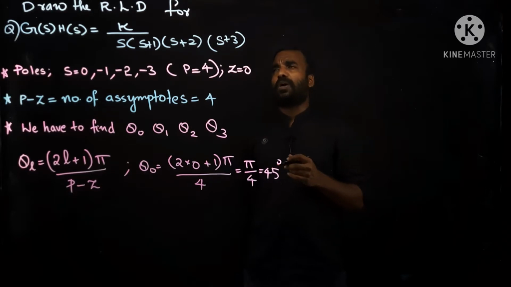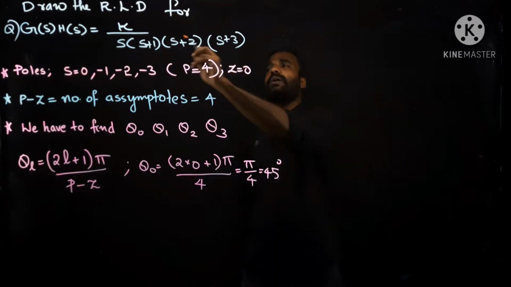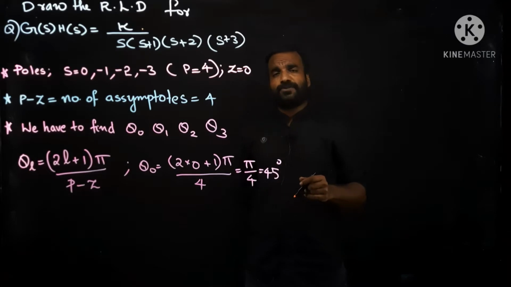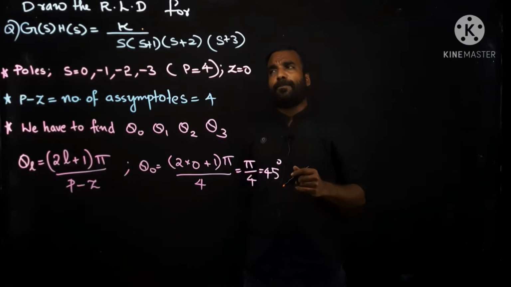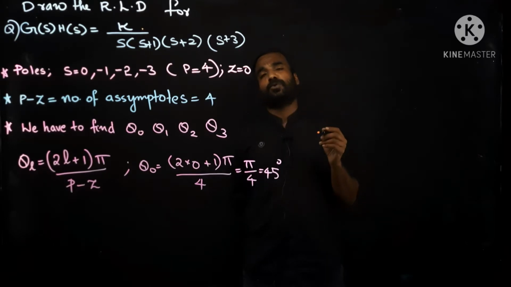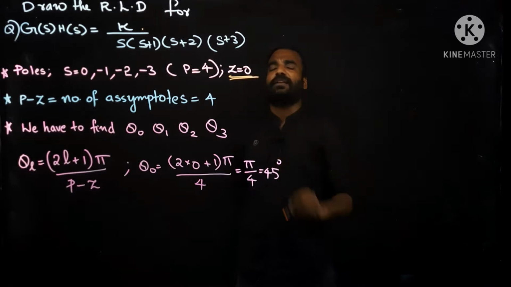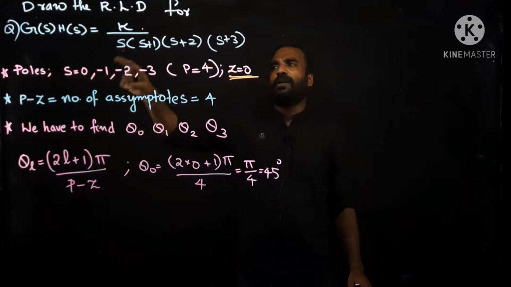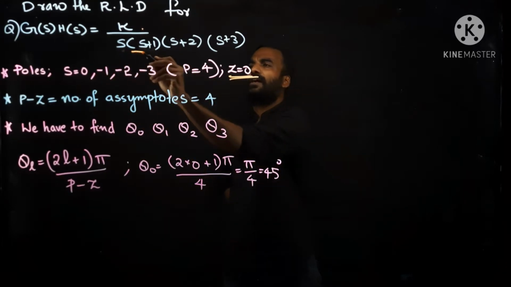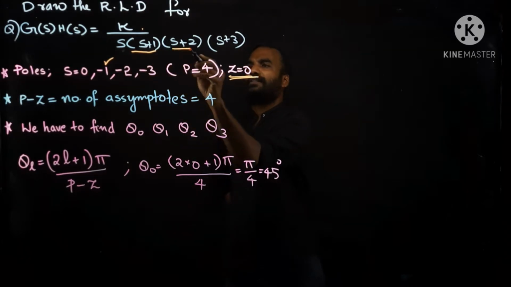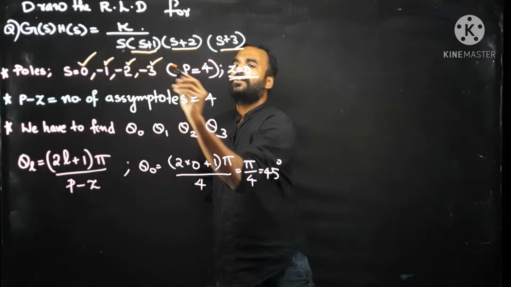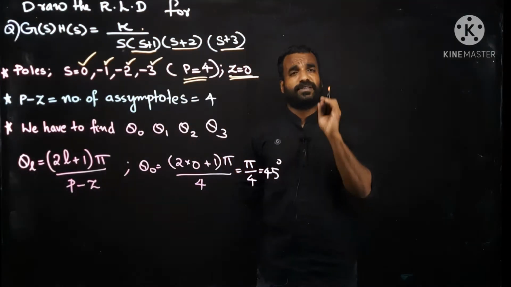Draw the root locus diagram for G(s)H(s) equal to K by s into (s plus 1) into (s plus 2) into (s plus 3). So no s terms are there in the numerator. That means the number of zeros z is equal to 0. What about poles? We have s equal to 0, one pole. S equal to minus 1, another pole. S equal to minus 2, next pole. S equal to minus 3, next pole. We have 4 poles. Total number of poles is 4.